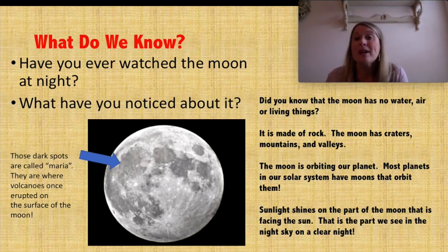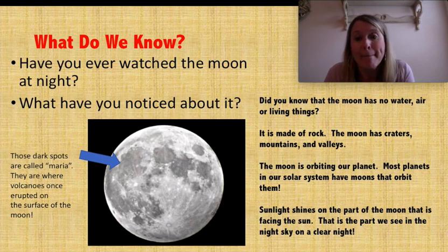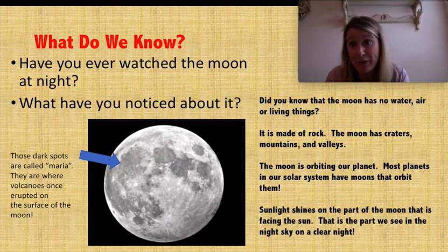So remember we talked with your teachers this year that the moon is orbiting our planet. So think about what that word orbit means. I'm going to give you a minute. Do you know? Yes, it means it's moving around our planet at the same time that our planet is revolving around what? Yes, the sun. So most planets in our solar system have moons that orbit around them. Some of them even have more than one moon. That's pretty cool, huh?